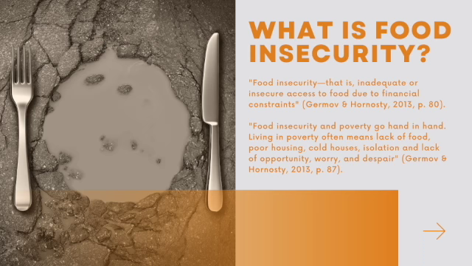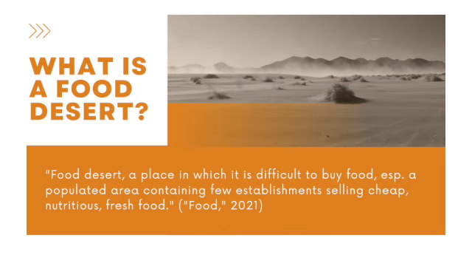So that's food insecurity. So what is a food desert? And this is according to the Oxford English Dictionary. A food desert is a place where it is difficult to buy food, especially referring to a populated area, urban settings, containing few establishments selling cheap, nutritious, fresh food. So this is very broad, but that is essentially what a food desert is. It isn't literally a desert. It usually refers to urban communities.